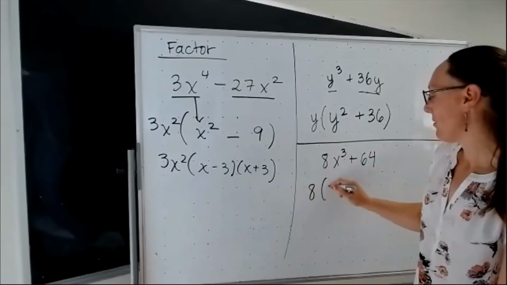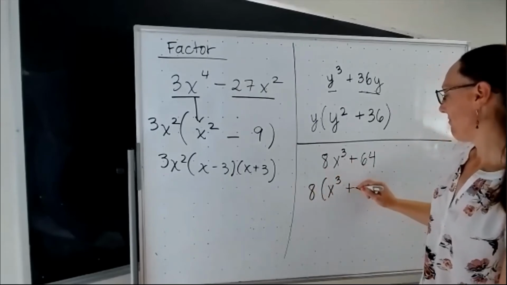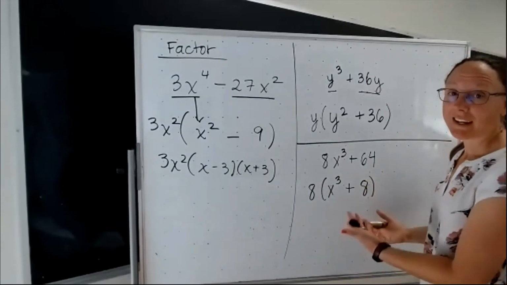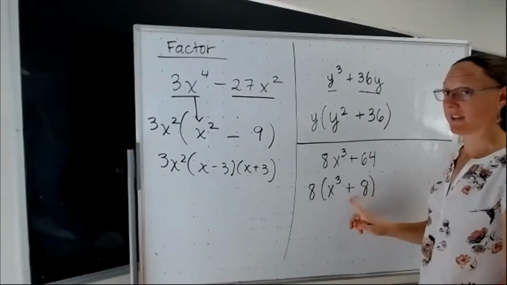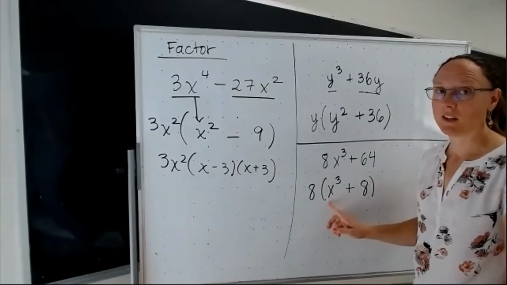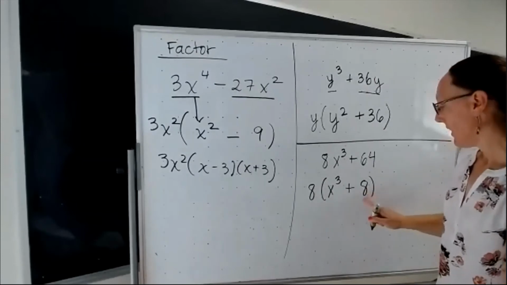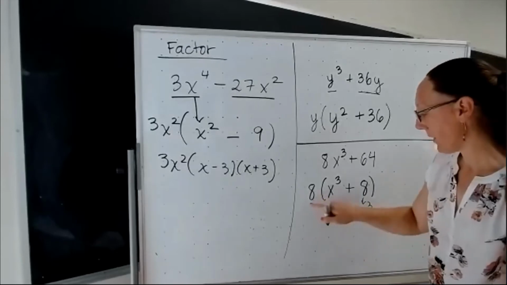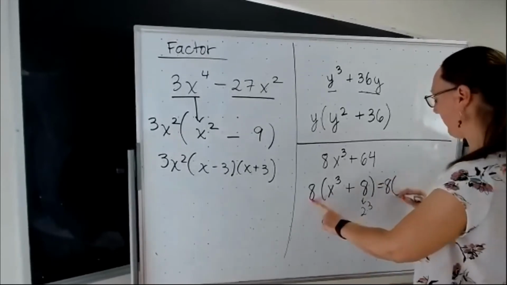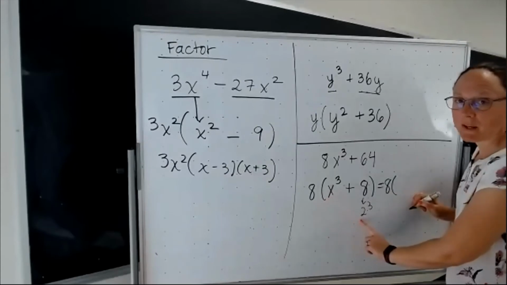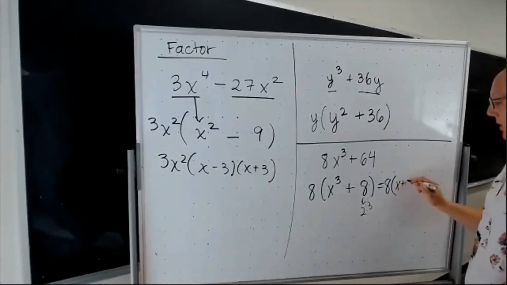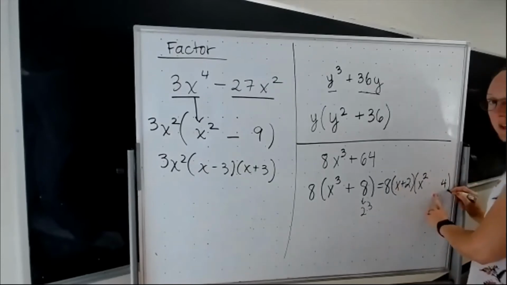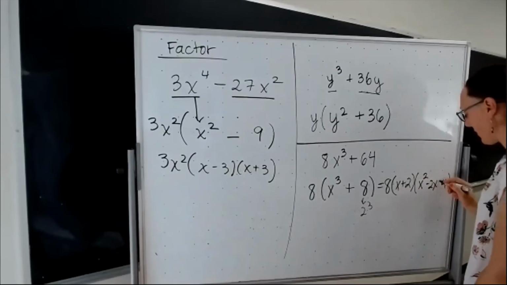When I pull the 8 out, I'm going to be left with x cubed plus 8. Now at this point, I definitely have the sum of 2 perfect cubes. I'm going to apply that formula. That 8 is 2 cubed. So when I do the formula, I'm going to have the 8 that I started with. My a is equal to x, my b is equal to 2. So I'd have x plus 2, square the x, square the 2, and subtract 2x in the middle.